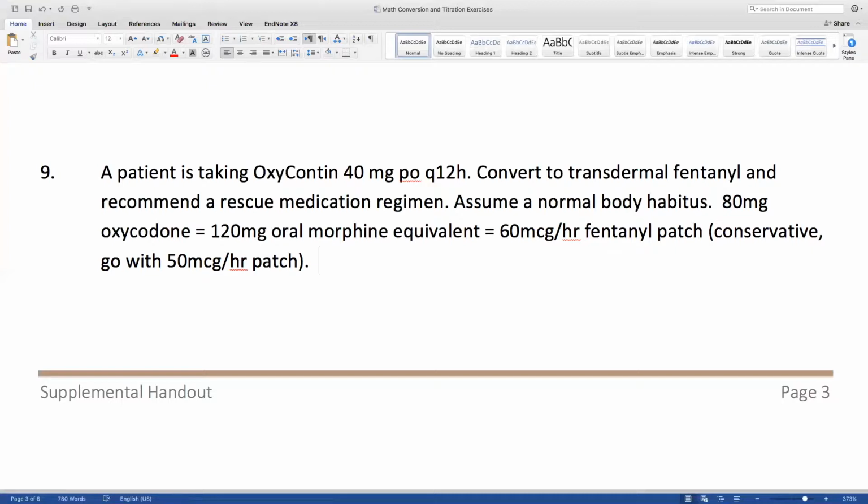Really quickly, what's the one thing you would want to tell people if you're going to start them on a fentanyl patch? It takes 12 to 18 hours to kick in, 12 to 18 to wear off. Do not apply heat to a fentanyl patch. Have you guys heard that before? Do not apply heat to a fentanyl patch.